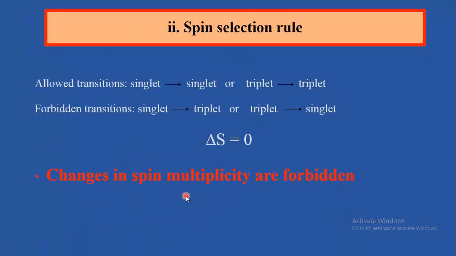A change in spin multiplicity is forbidden. Here there is no change, singlet to singlet or triplet to triplet, so it is allowed. If a change in spin multiplicity takes place, then they are called forbidden transitions.